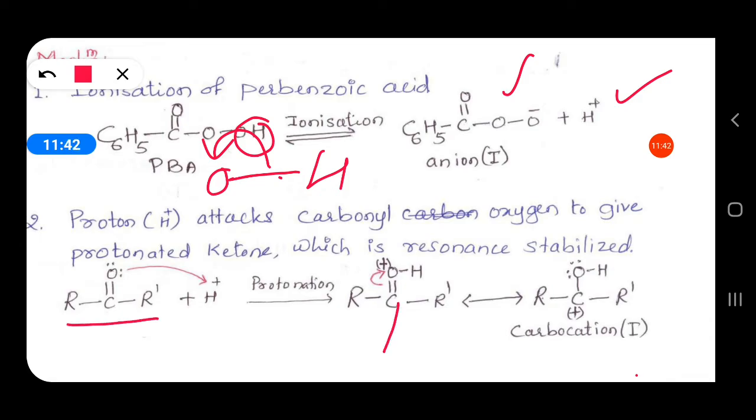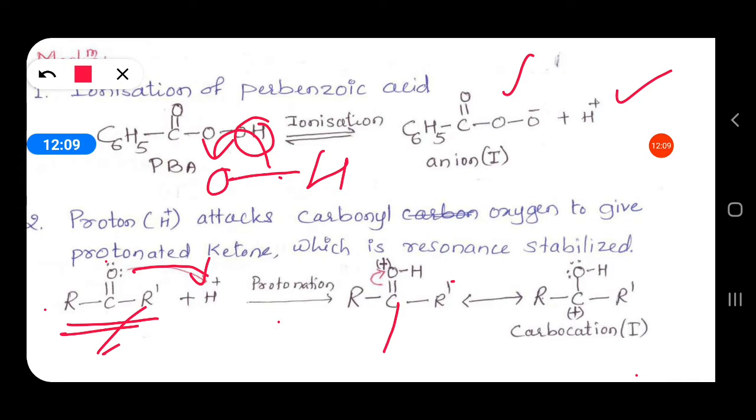See here, this is a ketone. In that C double bond O, the oxygen has a lone pair of electrons. With the lone pair of electrons, this oxygen attacks the H plus. So protonation of this ketone takes place, meaning a proton is added to the ketone. So it becomes OH, and as the oxygen uses a pair of electrons to form the OH bond, it gets a positive charge.